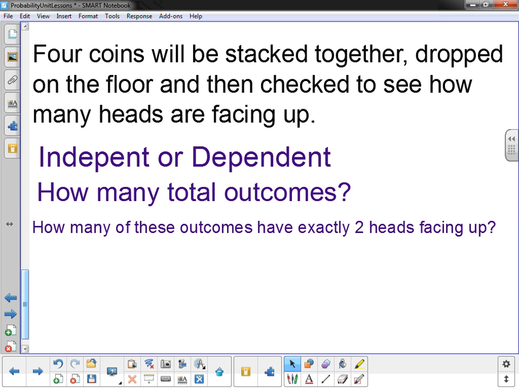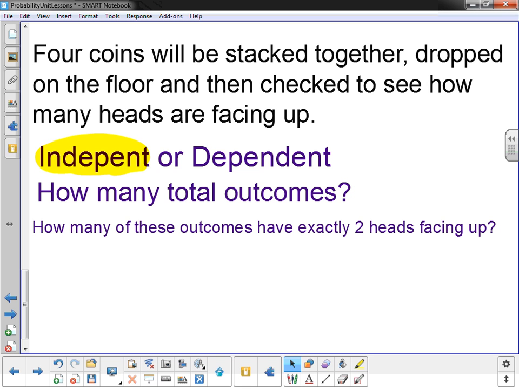What we need to look at is each of those coins is an event by itself. So does the result of 1 coin affect what the result of the next coin is going to be? Well, since we're dropping them on the floor, no, it doesn't matter. It's not like we're going to drop it on the floor, and if it's a heads, we're going to do something with it. We're just going to drop all 4 of them and then count. So in this case, we would consider them independent events, because each coin itself has its own outcome.